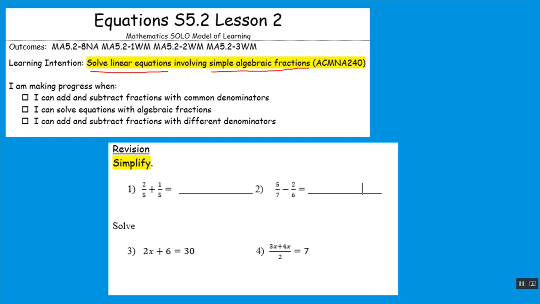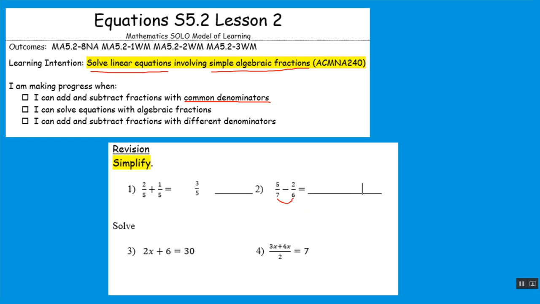When we have common denominators, we can just add the numerators. So here 2/5 plus 1/5 is 3/5. So 2 plus 1 is 3 because we have fifths. When we have different numbers on the bottom, we need to use a common denominator.